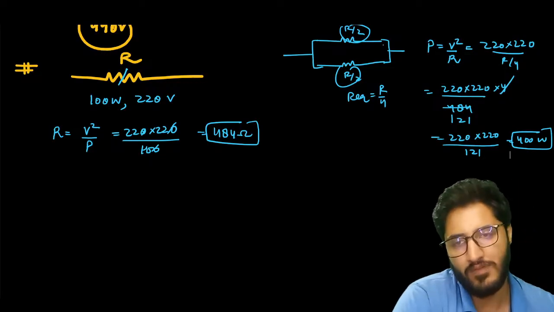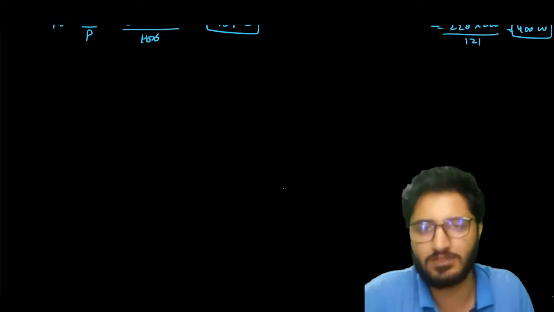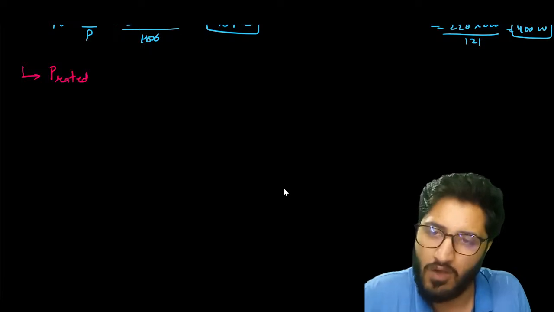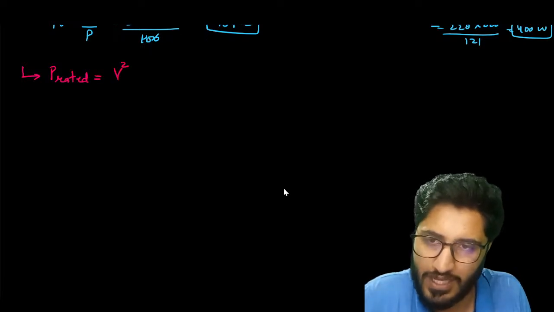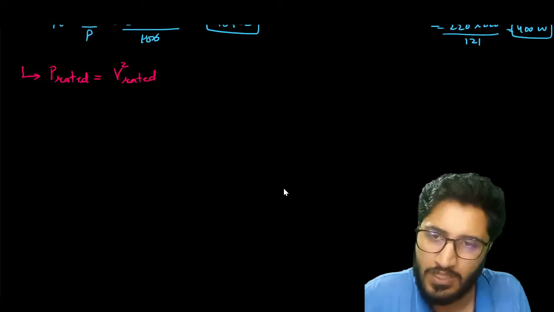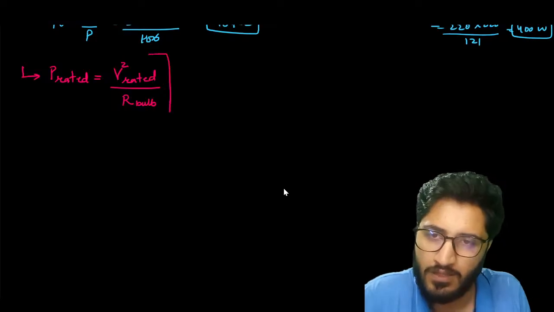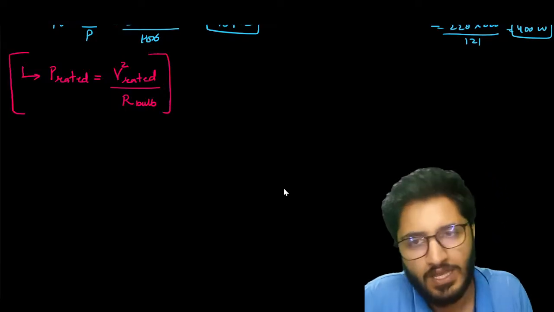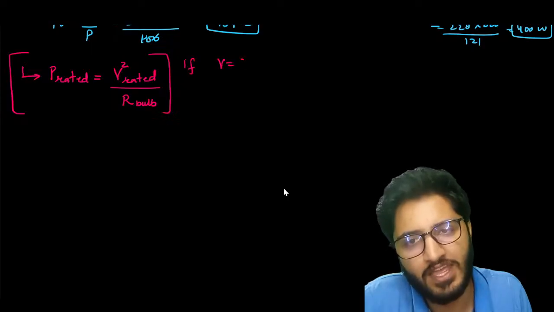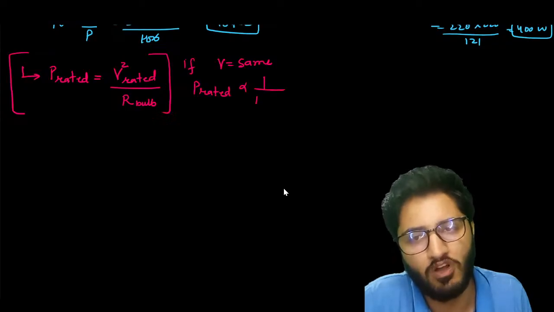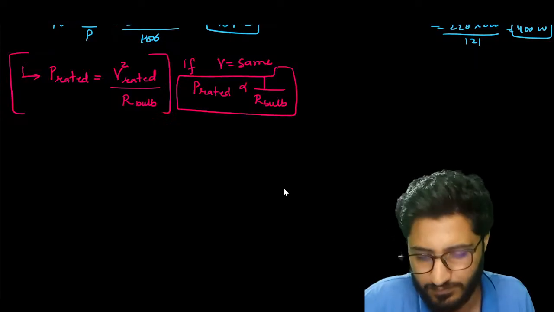Done. So now I will show you some shortcut tricks or tips. Look now, what is power rated? Power rated is equal to V rated square divided by the resistance of your bulb. Then, if V is the same, P rated is inversely proportional to the resistance of the bulb. What is the usage of this?